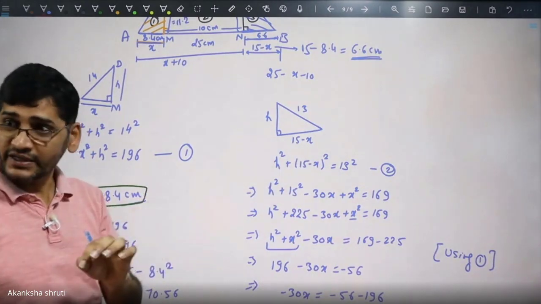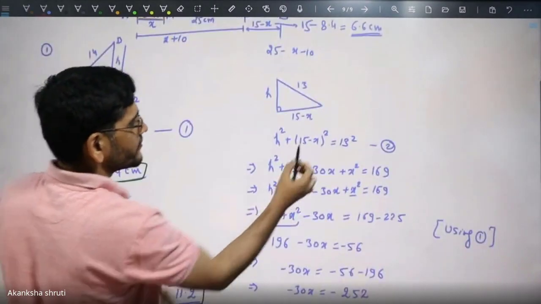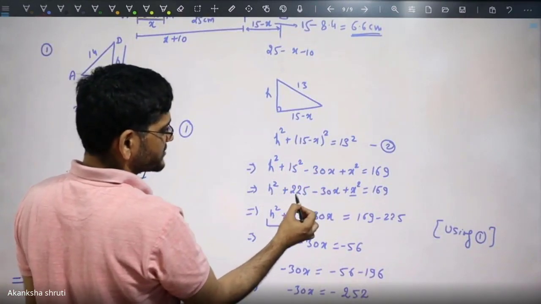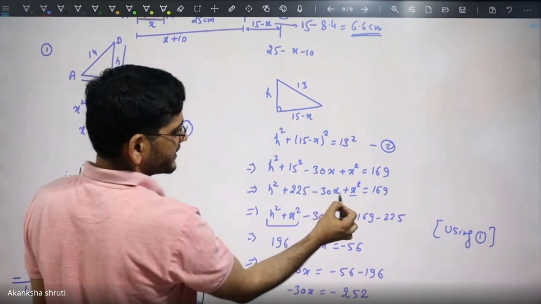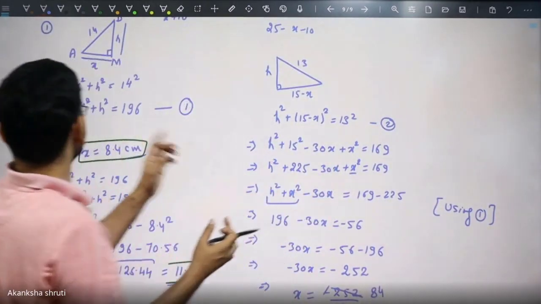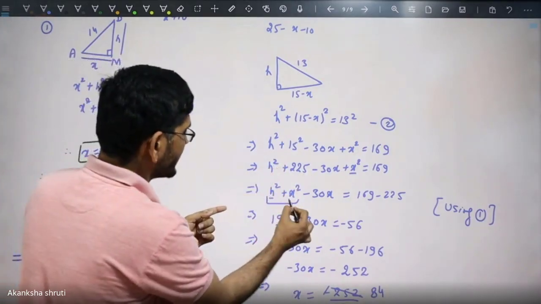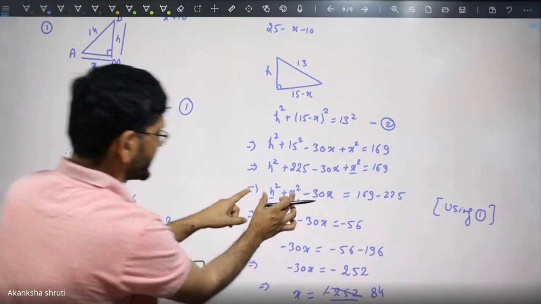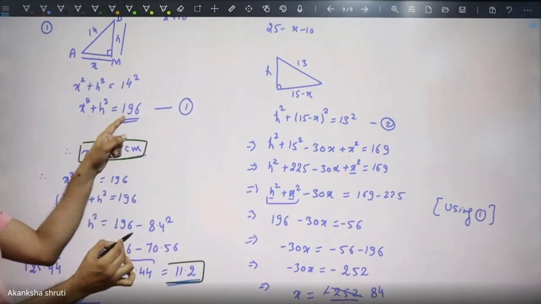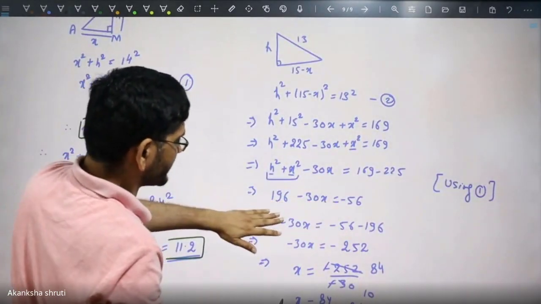For solving this, be careful. We have to first break this whole square. While breaking this 15 minus x whole square, it is converted into h square plus 225 minus 30x plus x square. Now from here, many times students get scared that these are squares. No, students, it is just h square and x square that we have collected here, and this we have replaced by 196, which was equation 1. So it has converted into a very simple equation.